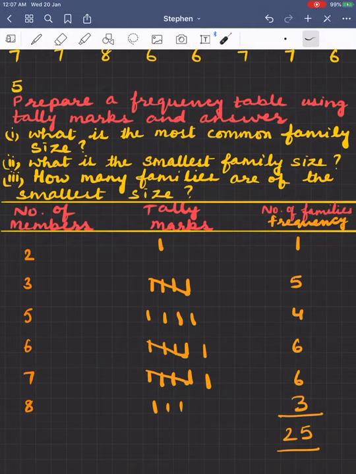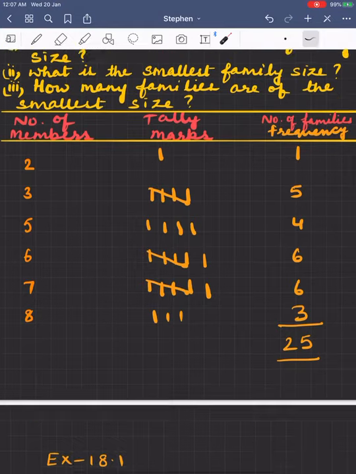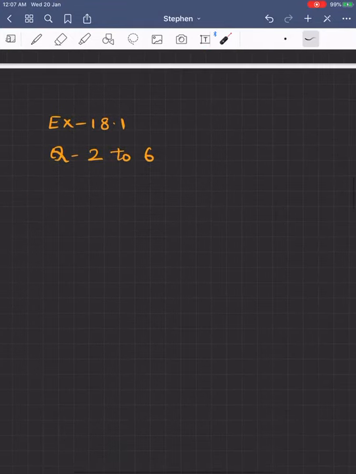So children, I hope now you can draw a frequency distribution table for any given data. And for worksheet questions, do exercise 18.1 questions 2 to 6.